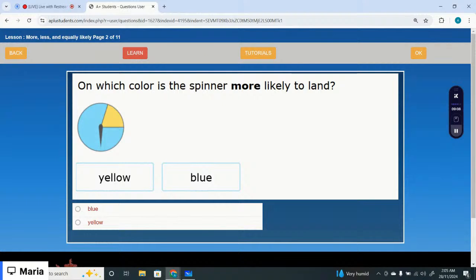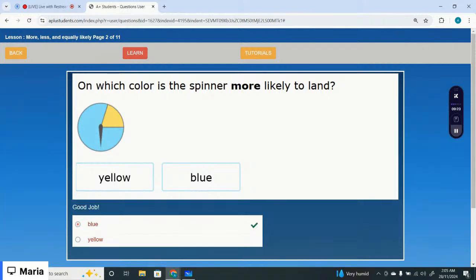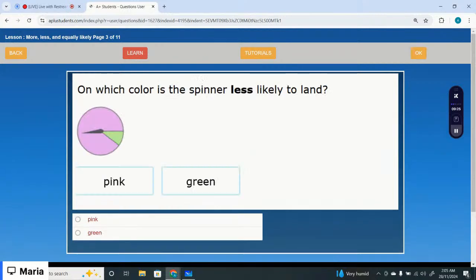On which color is the spinner more likely to land? So the bigger portion is blue. So it will be more likely to land on blue. The one that has the bigger portion is more likely to land, and the color that has the smaller portion is less likely to land. On which color is the spinner less likely to land?